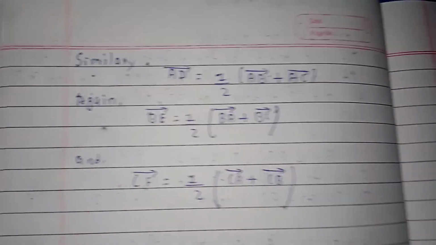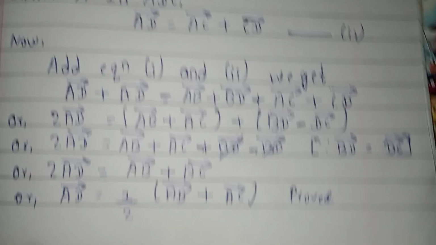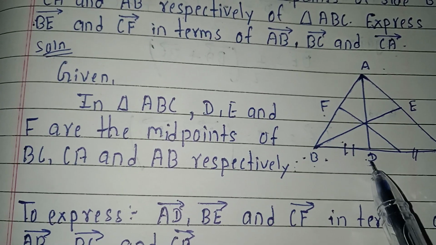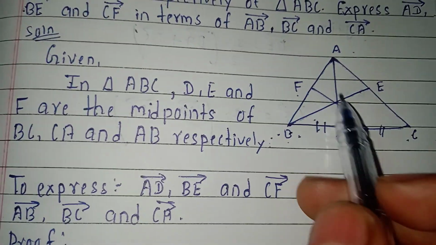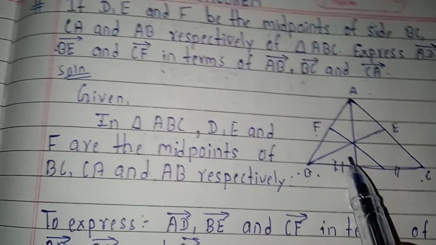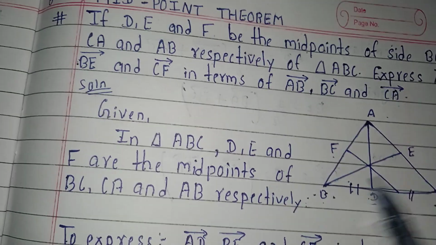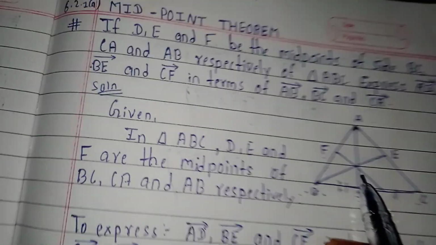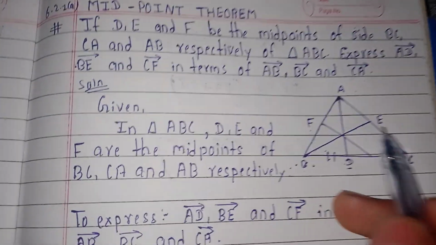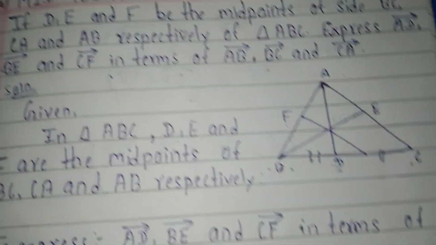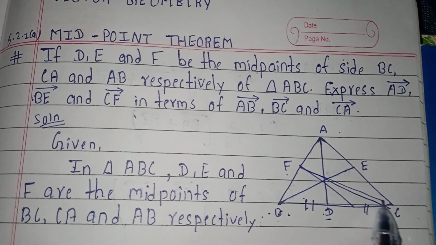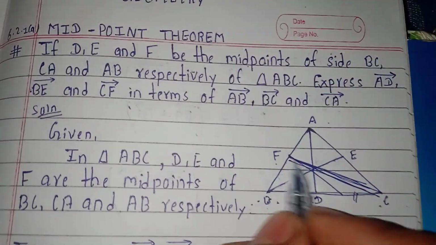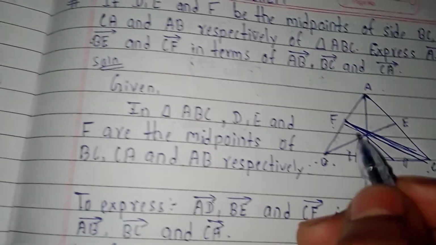So according to this proof, AD vector is the midpoint of BC vector, BE vector is the midpoint of AC vector, and CF vector is the midpoint of AB vector. The figure has a mistake, this straight line is joined there, sorry.